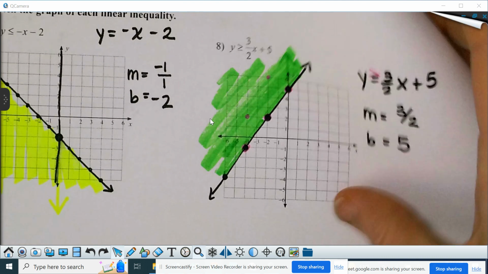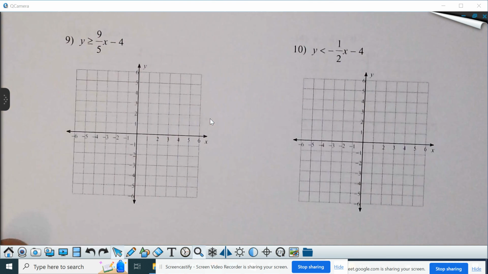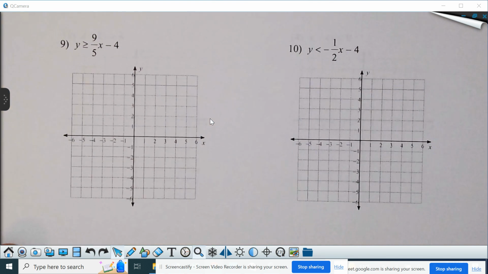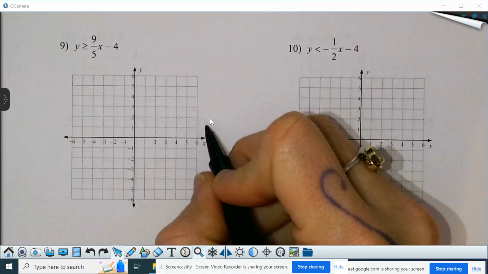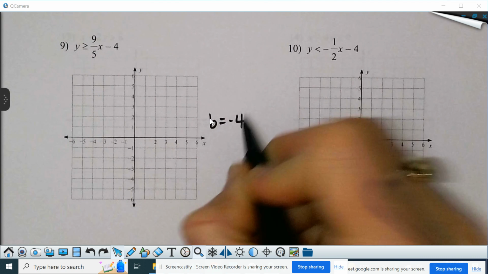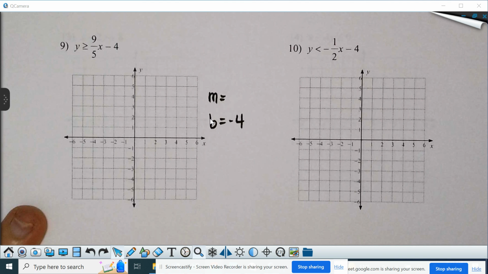Now, number 9, what's the y-intercept for number 9? Negative 4, perfect. So our b value is going to be negative 4. Our slope is going to be what? 9 over 5, good. Lovely.